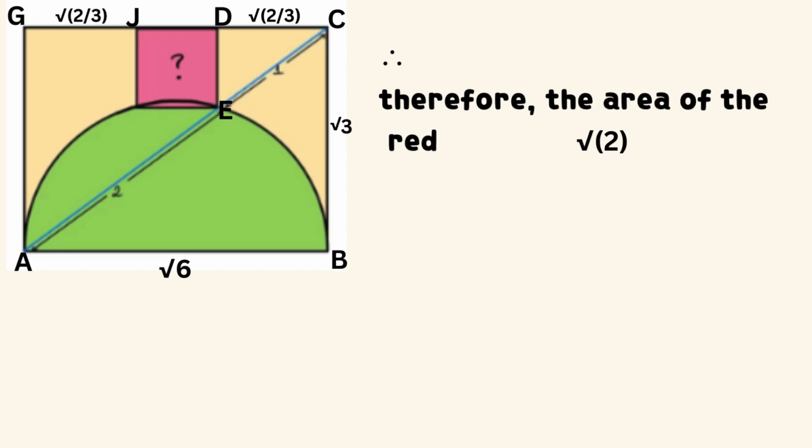Therefore, the area of the red region equals the square root of 2 divided by 3 in square units.